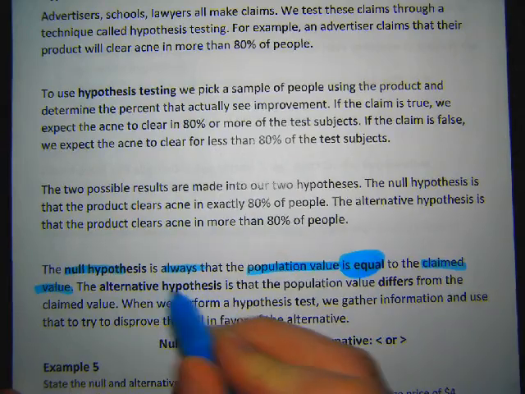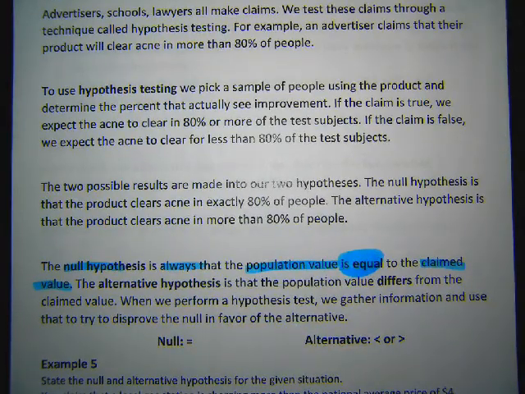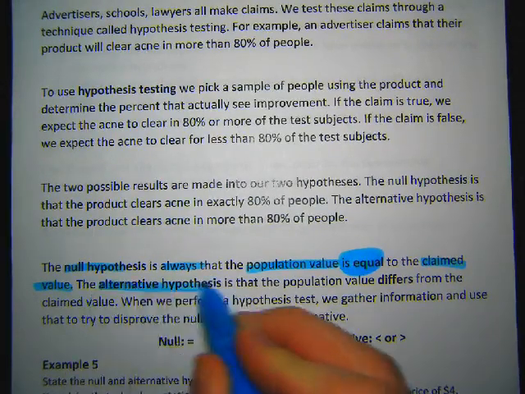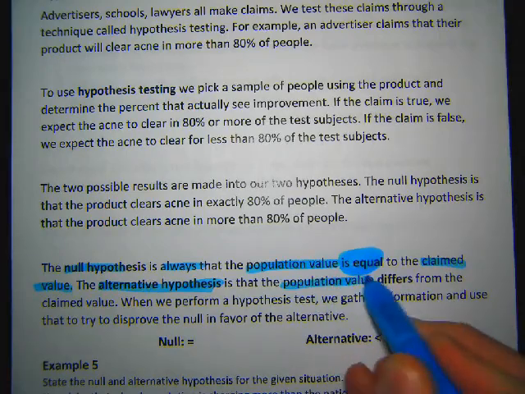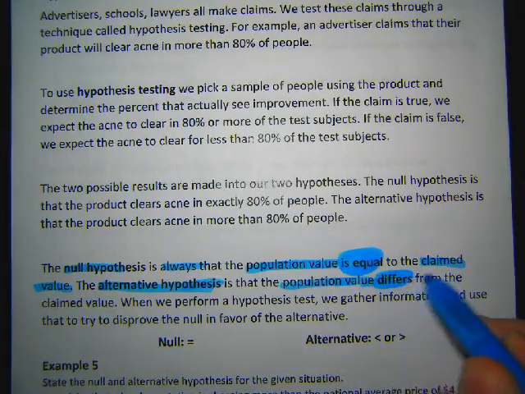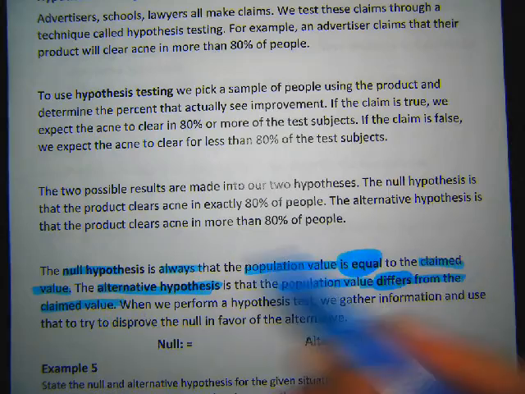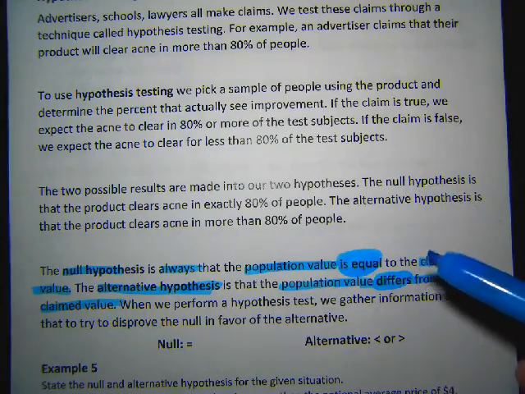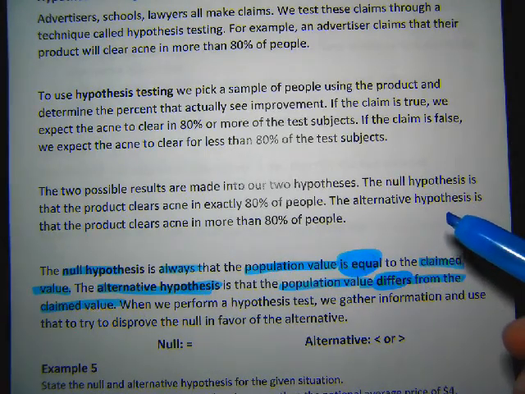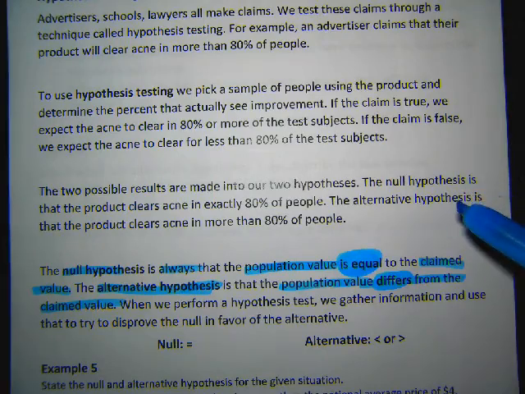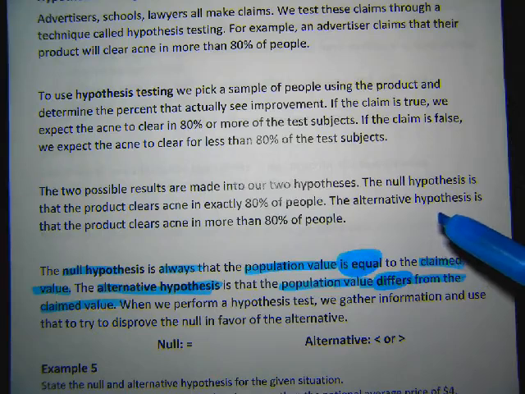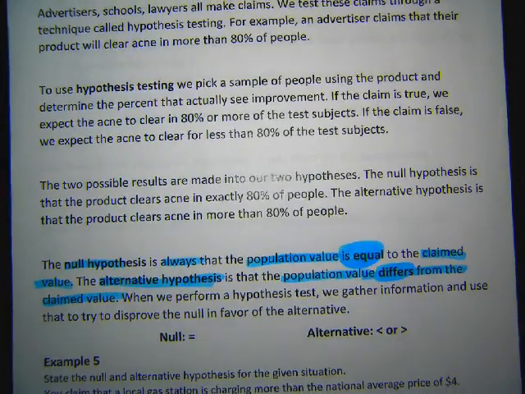The alternative is going to be the other option. It's going to be the value that differs. It's going to be either less than or greater than, depending on the situation. So the alternative is that the population value differs from the claimed value. So up here, the null hypothesis was that it clears in exactly 80%, equal to 80%. The alternative is that it clears in more than 80%. They claimed the alternative, and typically our claim will be our alternative. That's typically what will happen. Okay.